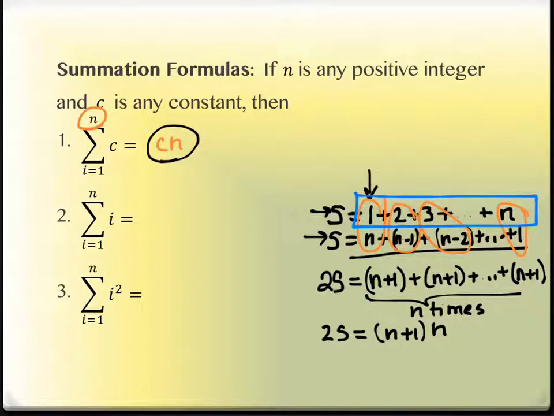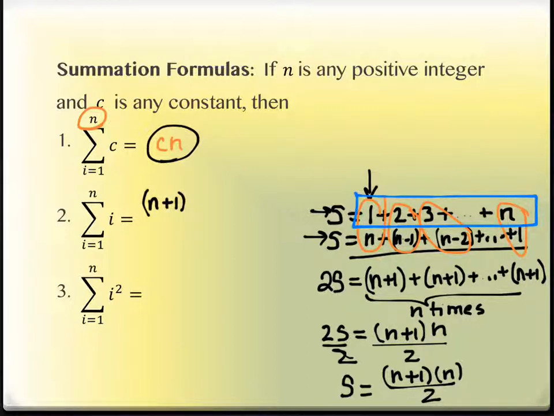So this is addition multiple times, n times. The way I get to add things n times together is I multiply by n instead. And then I'll divide by 2 to get the s by itself. So this s, this sum, is actually n plus 1 times n divided by 2. And that is the formula we're going to use over here on number 2. N plus 1 times n divided by 2.